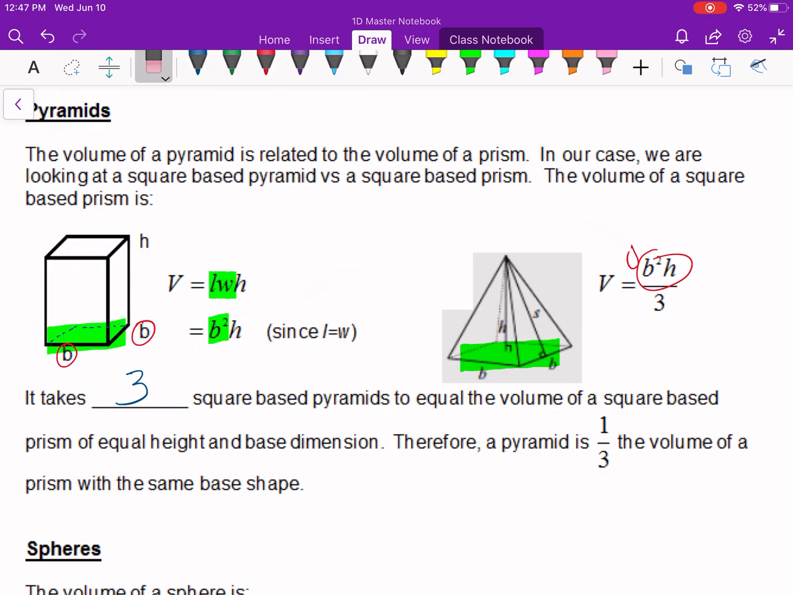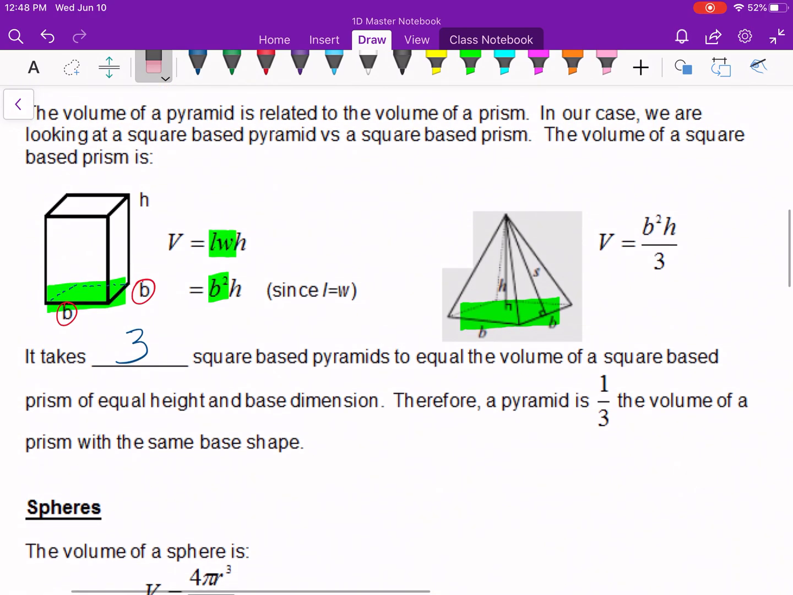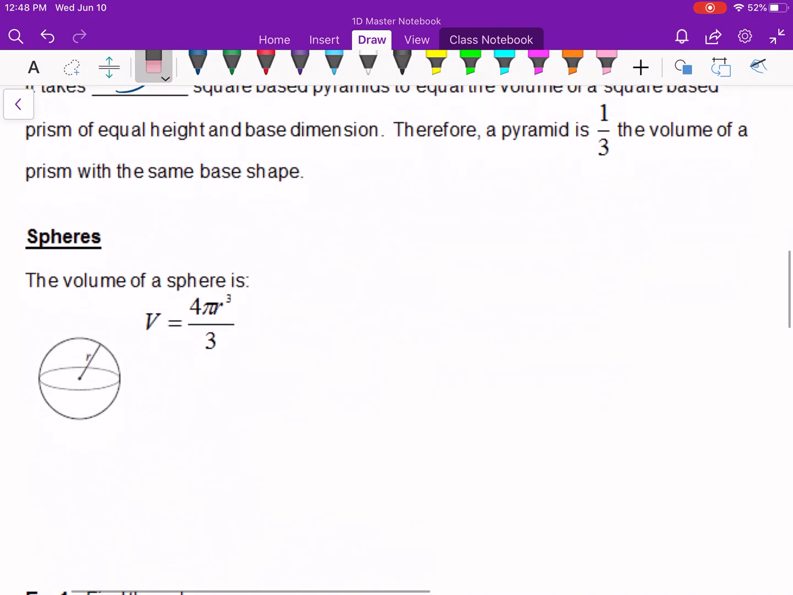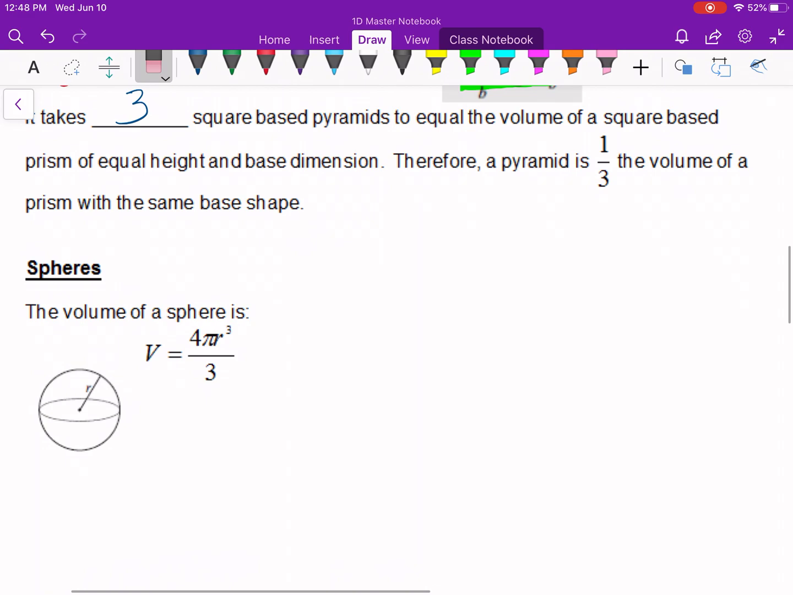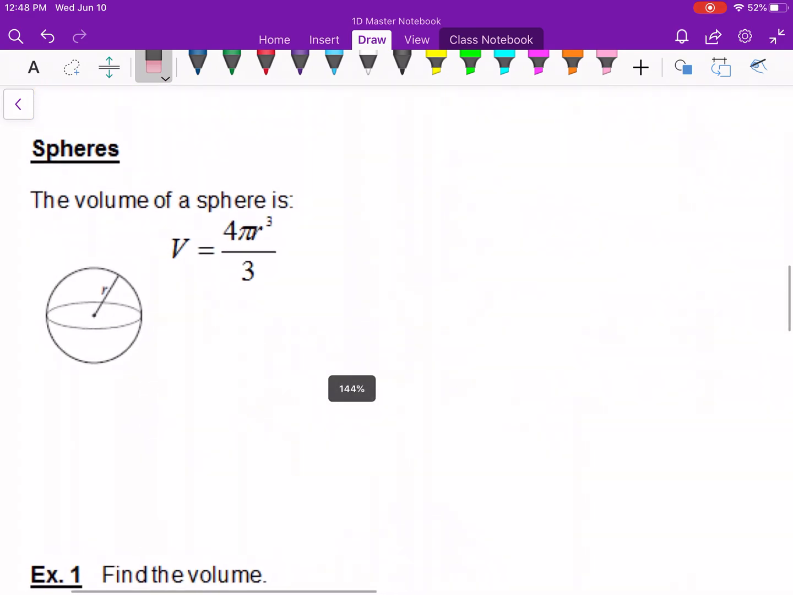So again, that means that if I had an empty box that was a square-based prism, and I had an empty pyramid, and I filled that up with water, it would take exactly 3 of those square-based pyramids dumped into the square-based prism to fill it up. And again, put that aside, we're just sort of explaining the formulas now, we'll look at some examples in a minute.